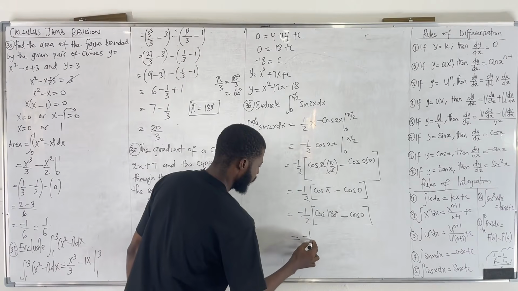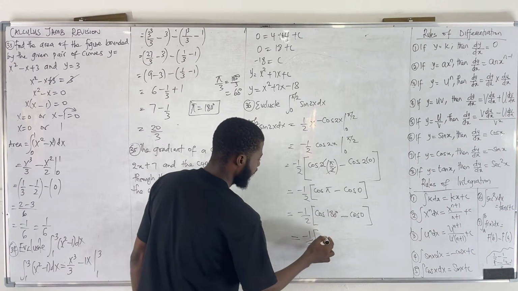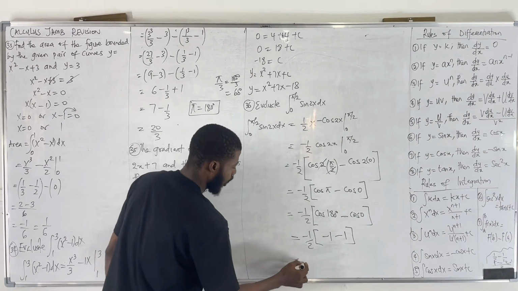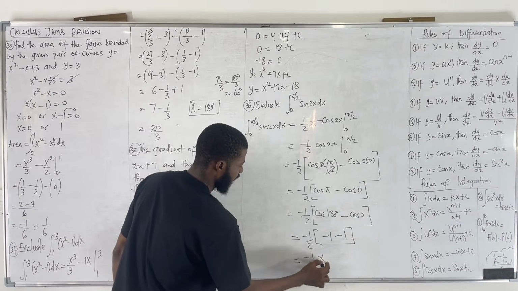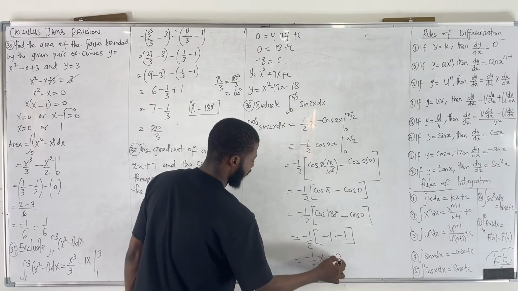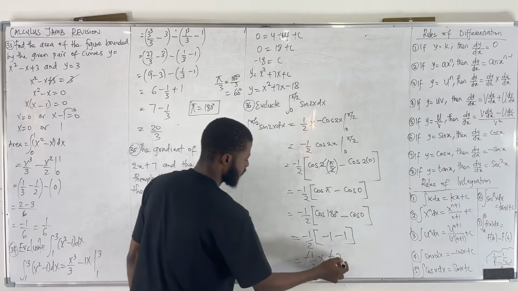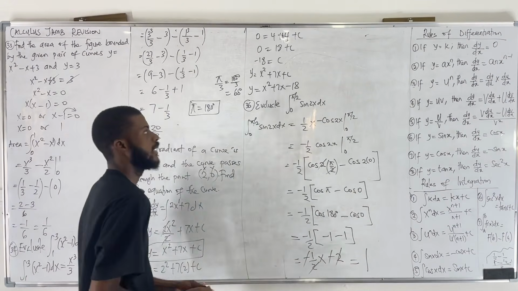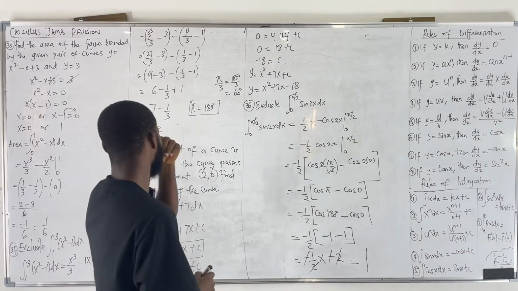So this is minus 1 over 2. Cos 180 is minus 1, and then minus cos 0 is minus 1. So this will become minus 1 over 2 times minus 2. This minus will cancel out this minus, and 2 will take care of 2. So the final answer is just 1. That's what you're going to be getting.